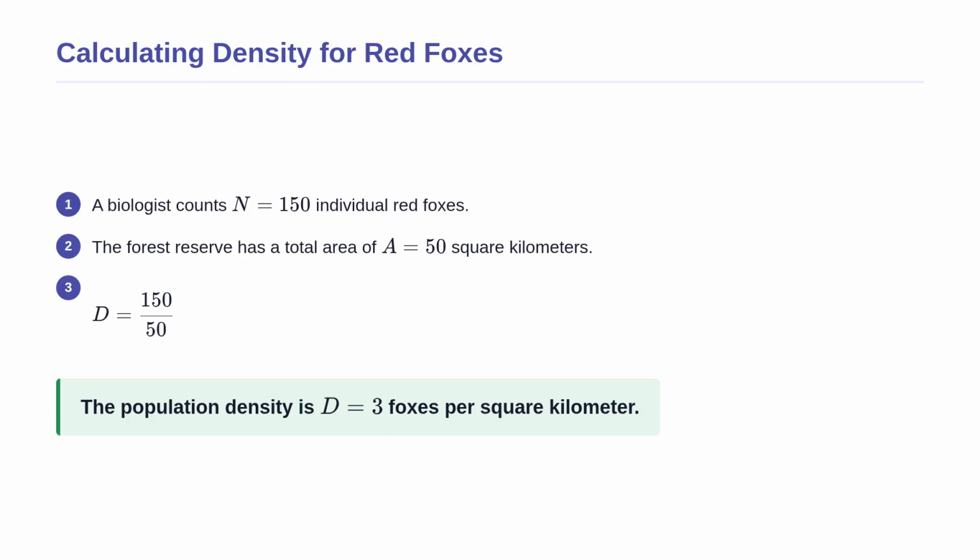We substitute our known field measurements directly into the density equation. We place the 150 foxes into the numerator and the 50 square kilometers into the denominator. Performing the basic division of 150 by 50 gives us 3. This means that on average, you would expect to find 3 distinct, genetically unique foxes in every square kilometer of the forest.